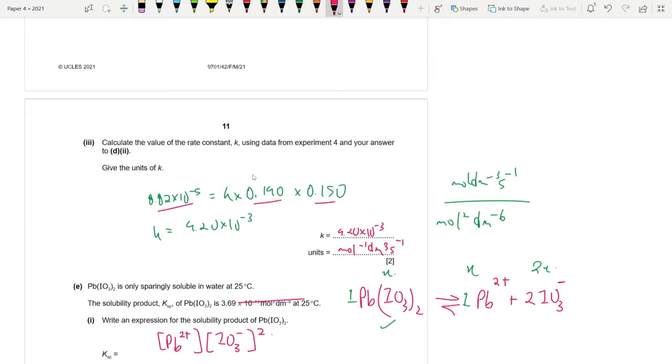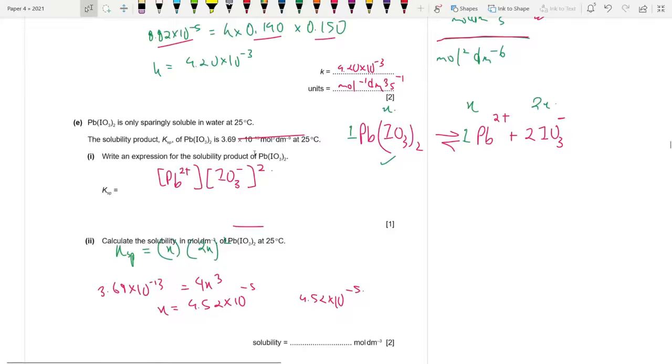Now here's the thing. The unit of rate will always be mol per dm³ per second. This has mol per dm³, this has mol per dm³ as well. So if you make k the subject, you're going to get mol dm^-3 s^-1 divided by mol² dm^-6. We're going to get a net result of mol^-1 dm³ s^-1. That's all. 4.20 × 10^-3. That's your final answer. mol^-1 dm³ s^-1. Okay.